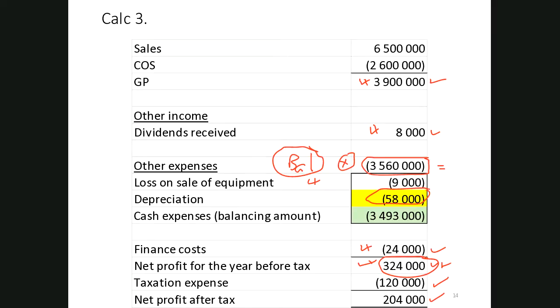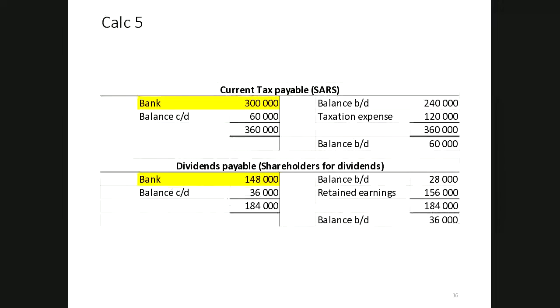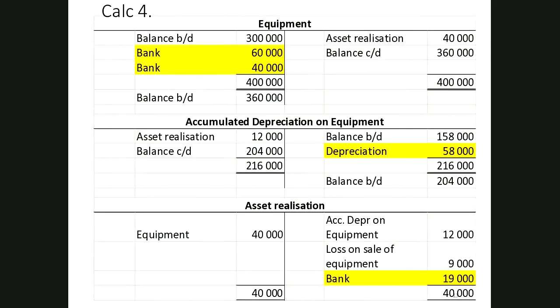So depreciation in this question was something we didn't have. We needed to know it because we needed to work out what was the actual cash expenses, okay? So to get to cash expenses, we took our total expenses and subtracted the non-cash amounts, okay, to get here to the cash expenses. So to calculate the depreciation, what we did is we went to the accumulated depreciation. Sorry, I'm going the wrong way. We went to the accumulated depreciation and equipment account, because if you went back and looked at your statement of financial position, this was the only asset on which there was depreciation.